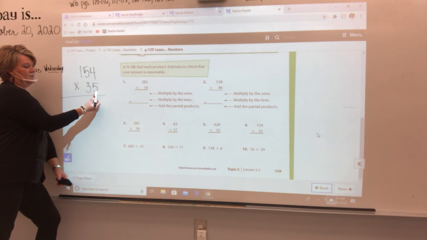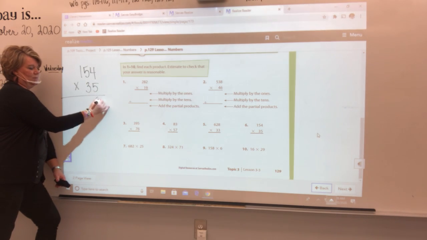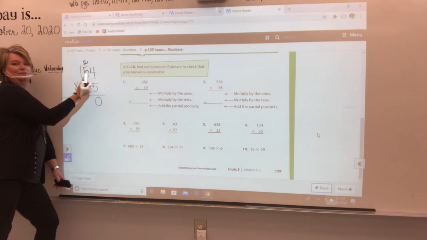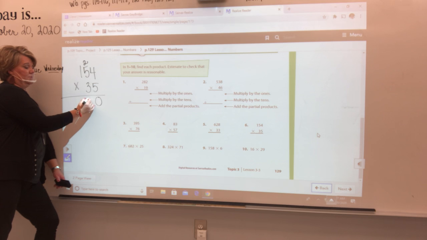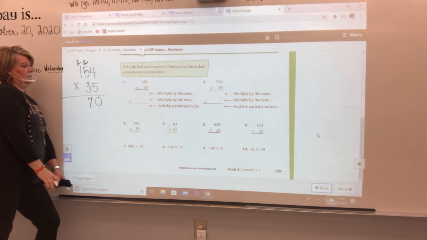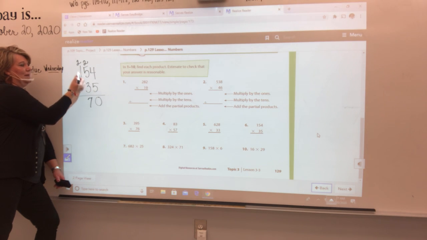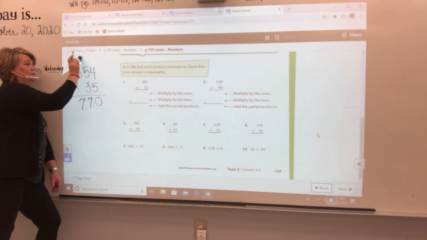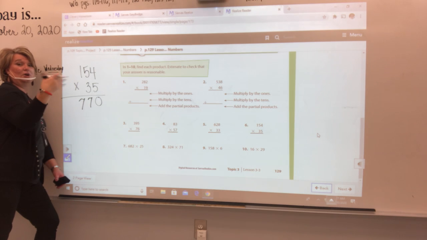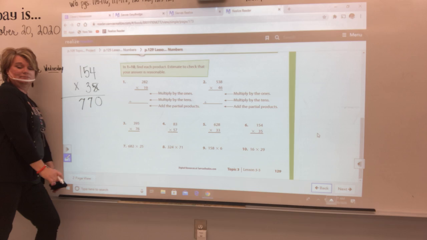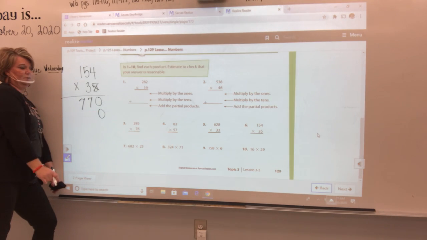Okay, holler it out if you know it. 5 times 4 is 20. Carry a 2. 5 times 5 is 25. Plus 2 more would be 27. Good. Carry a 2. 5 times 1 is 5. Plus 2 more would be 7. Now let's get rid of those carries, because if you don't, that will mess you up. Then you'll think it's part of the next problem, won't you? Yeah, and you don't want it to be. So mark that 5 out. Don't forget your placeholder 0.